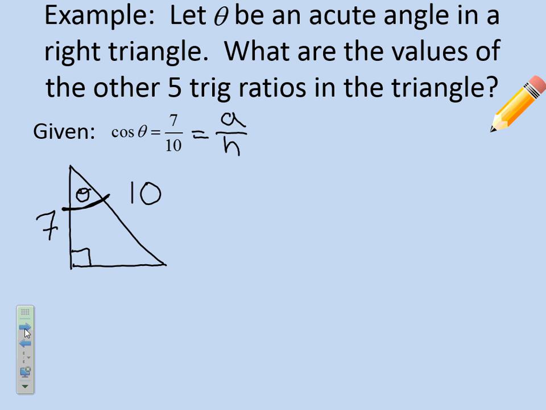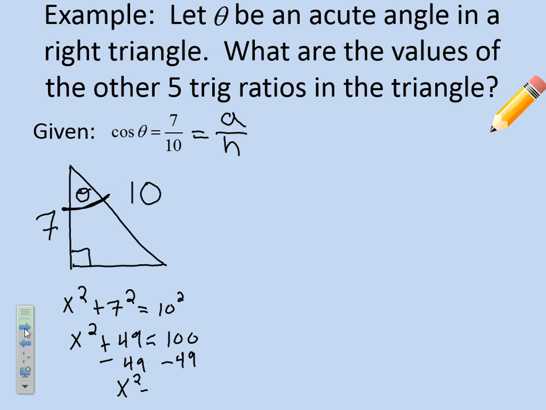Now before I can identify my other 5 trig functions, I need to find my missing side. So I'm going to have x squared plus 7 squared equals 10 squared. X squared plus 49 equals 100. Subtract 49 on both sides.